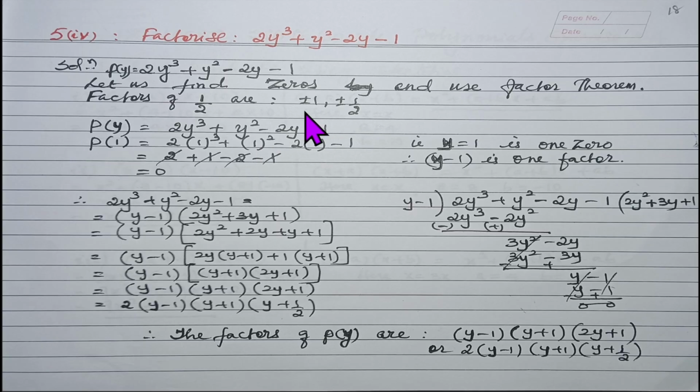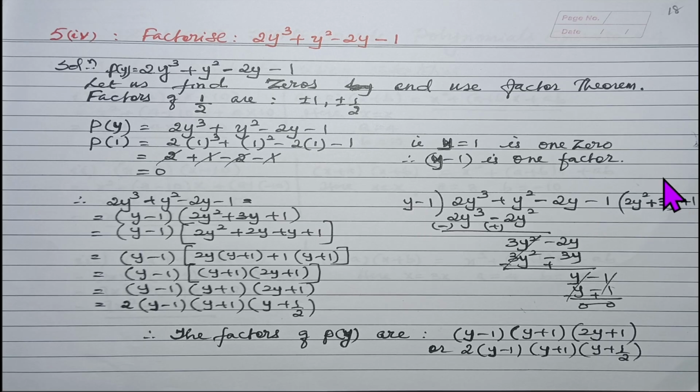Now taking 1, since there are negative values, I can go for p of 1. So when I found out p of 1, I got the value of the polynomial as 0. That means if p of 1 is equal to 0, then y minus 1 is one factor. Y is equal to 1 gives 0. Therefore y minus 1 is one factor. Now I will straight away go for dividing the given polynomial by y minus 1.